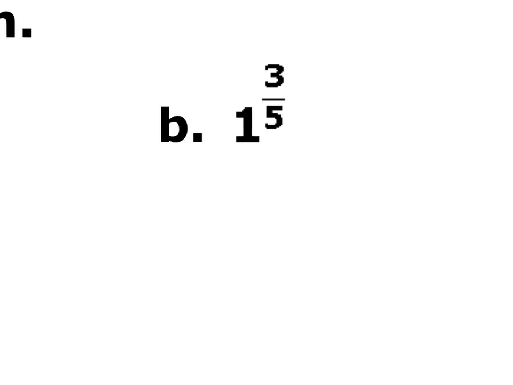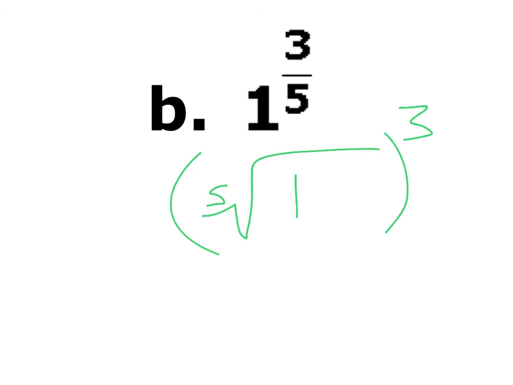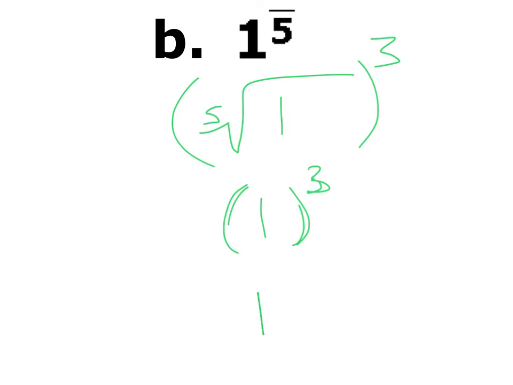Okay, let's look at B. Now we have 1 to the 5th root, and then this cubed. What is 1 to the 5th root? 1. And then what is 1 cubed? 1. So what's our answer here going to be? 1.